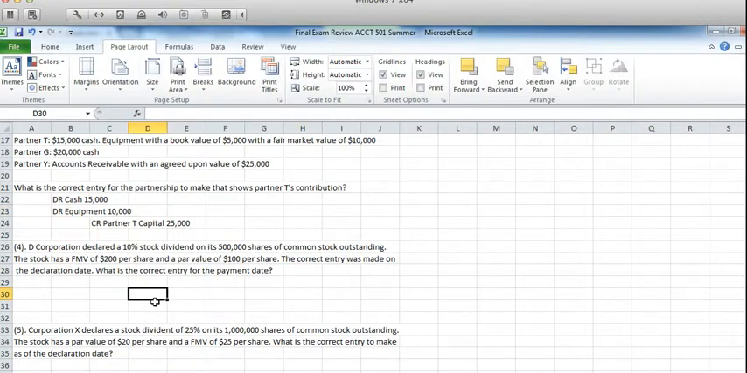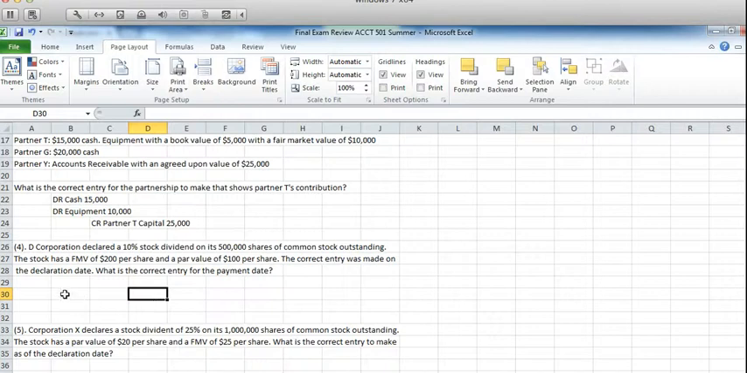Number 4, D Corporation declared a 10% stock dividend on its 500,000 shares of common stock outstanding. Stock has a fair market value of $200 per share and a par value of $100 per share. The correct entry was already made on the declaration date. What is the correct entry for the payment date?